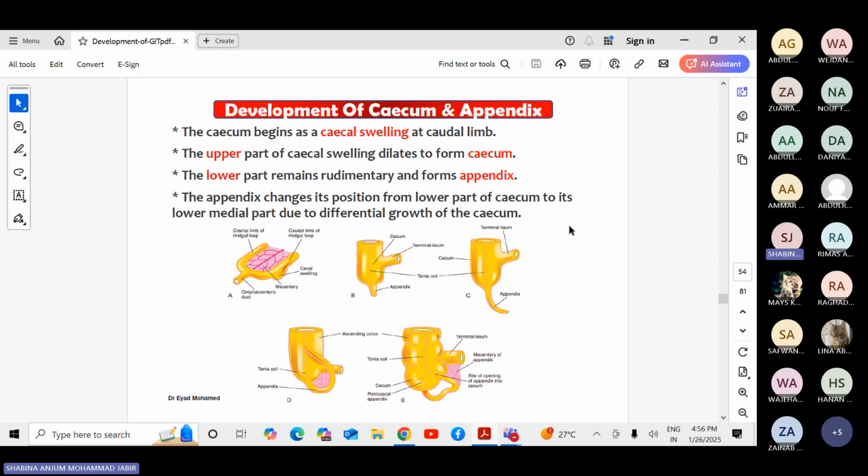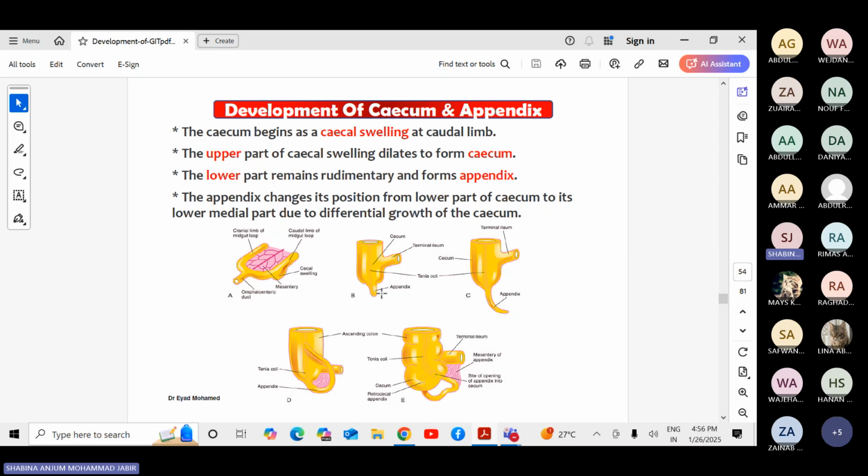So we know the cecum, how it will develop. There will be appearance of the cecal swelling. This cecal swelling, its upper part will become the cecum, and the lower part will become narrow or rudimentary, which will form the appendix.